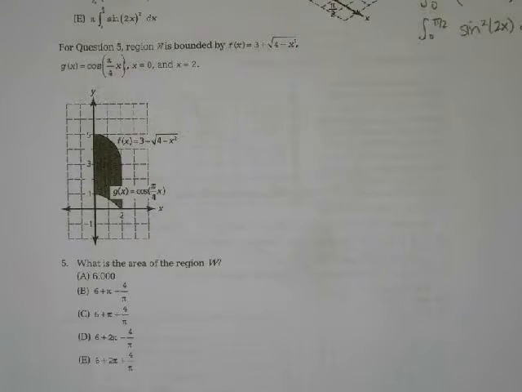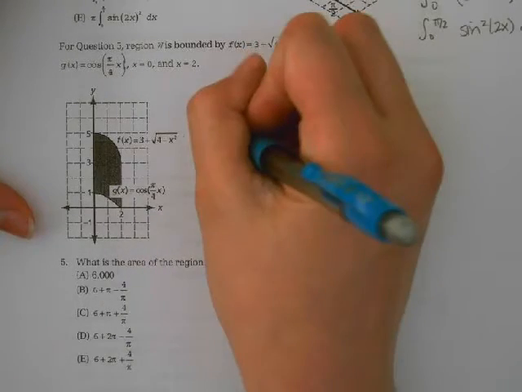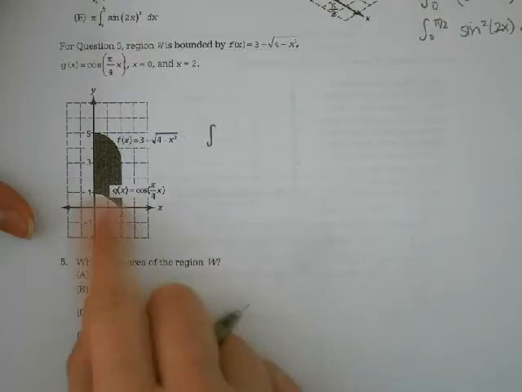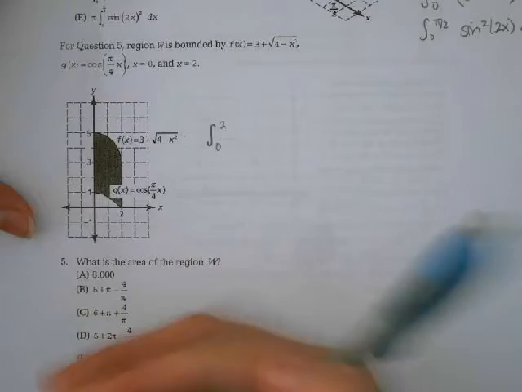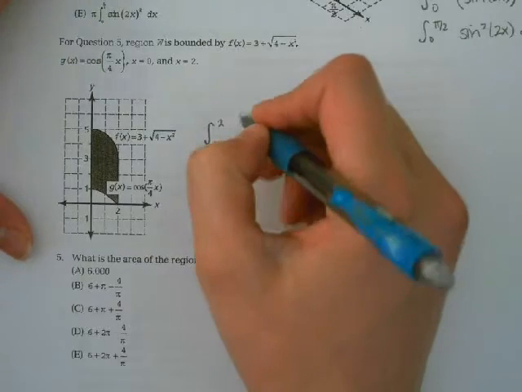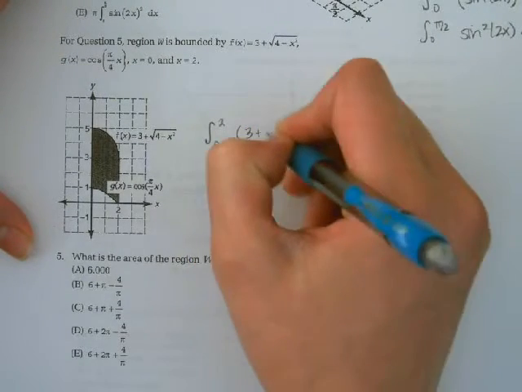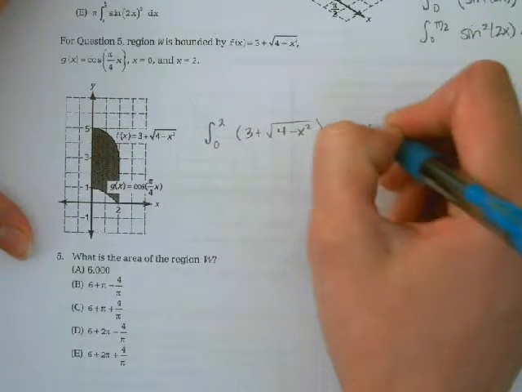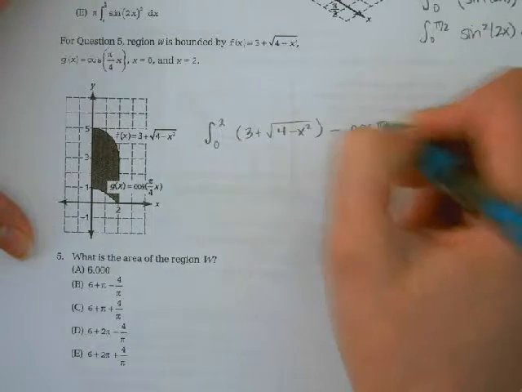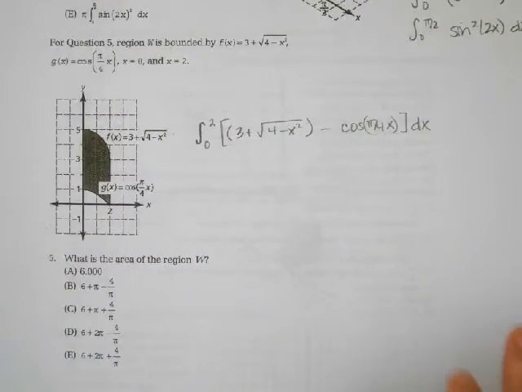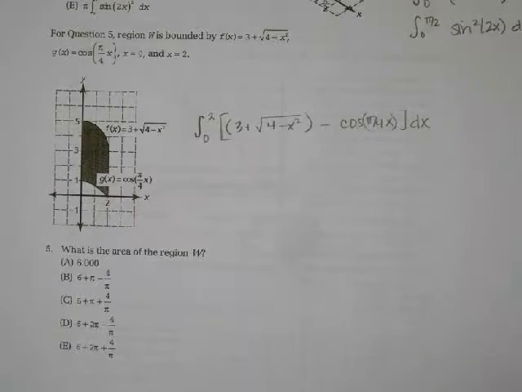All right, for this shape, I went ahead and started writing my integral, and I said, okay, I know that it goes from 0 to 2. I can see that. Everything's in terms of x, which is why I did 0 to 2, so I can do top minus bottom. So I wrote down the top, which was 3 plus square root of 4 minus x squared, minus the bottom, cos pi fourths x. And then this is where I kind of got stuck.